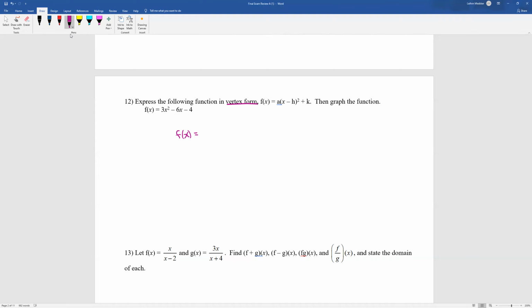And we also know that when we complete the square, we have to have a 1 in front. So we're going to pull the 3 to the front of the pieces that have the x in them. So that's going to be an x squared and then a minus 2x.